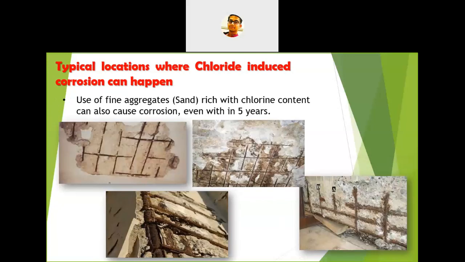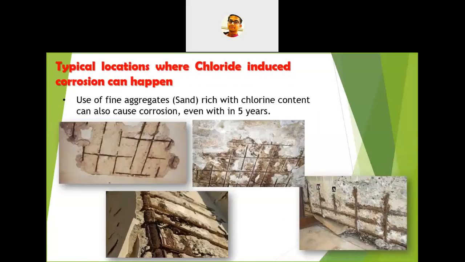Then these are the examples where you can see corrosion due to the usage of fine aggregates or sand which was rich in chloride content. Within some 5 to 6 years, you can see some corrosion if you use these types of fine aggregates in your construction. So these are some of the typical locations and very typical reasons where you can see chloride induced corrosion. You can see how the reinforcement and even the concrete is getting spalled out due to chloride induced corrosion.